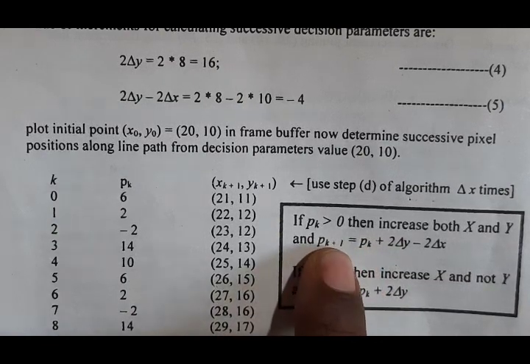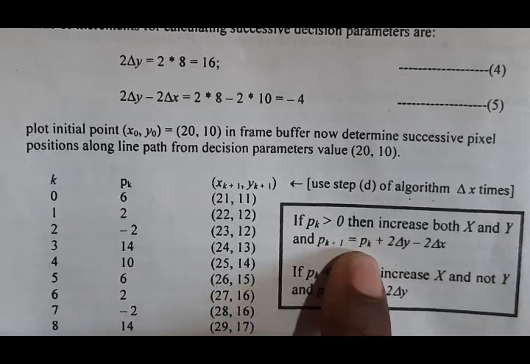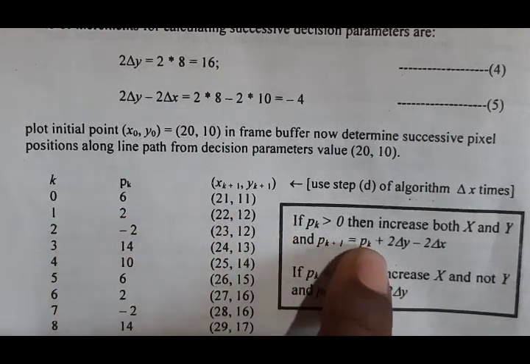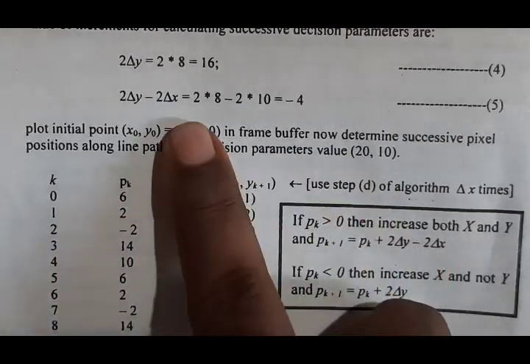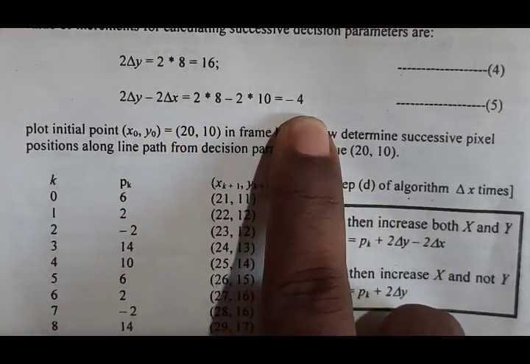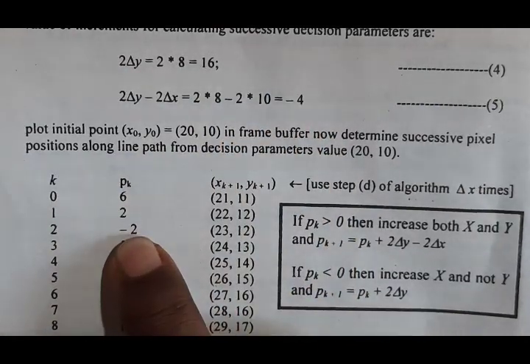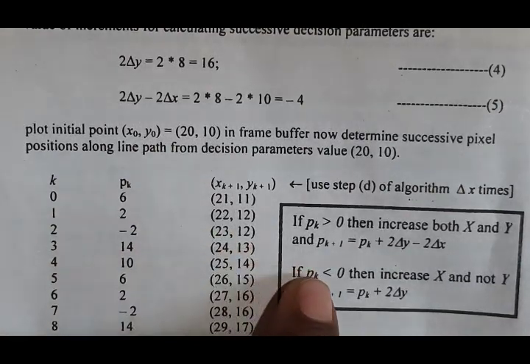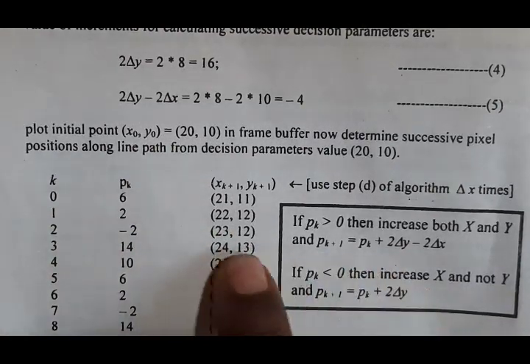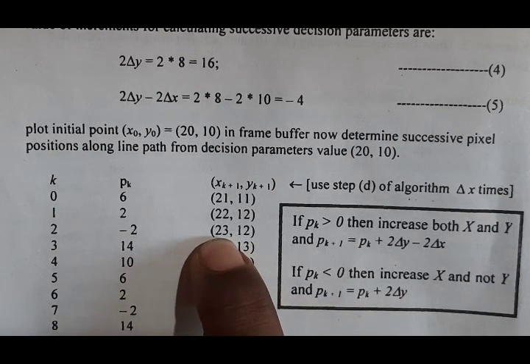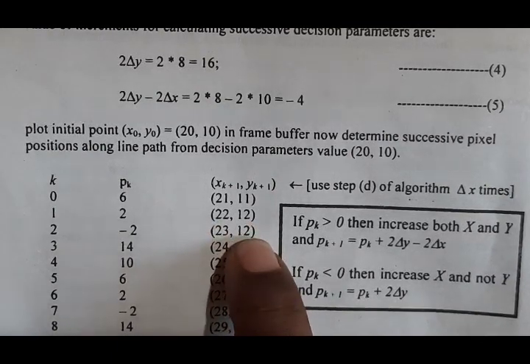pk plus 1, pk is 2, plus 2 delta y minus 2 delta x. 2 delta y minus 2 delta x is minus 4. So 2 minus 4 is minus 2. Correct? If minus 2 is less than 0, then increase x only. Don't increase y.